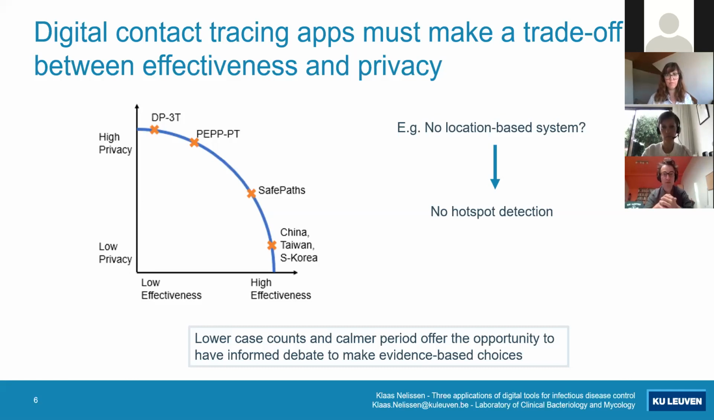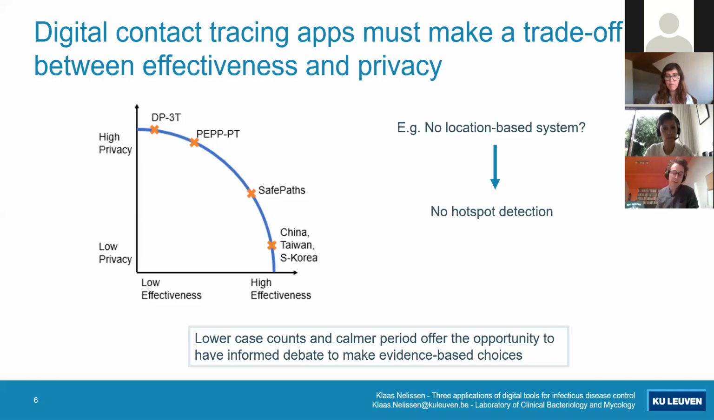For example, if you do not have a location-based system, you will not be able to do any hotspot detection. And as super spreaders are an issue with COVID, it might be interesting to do some hotspot detection, or at least have a contact tracing app which enables this. In any case, we think that this calmer period, at least in Europe, with lower case counts offers us the opportunity to have an informed debate about these digital tools. And hopefully by the end of summer, we can make evidence-based choices for or against one or the other tool.